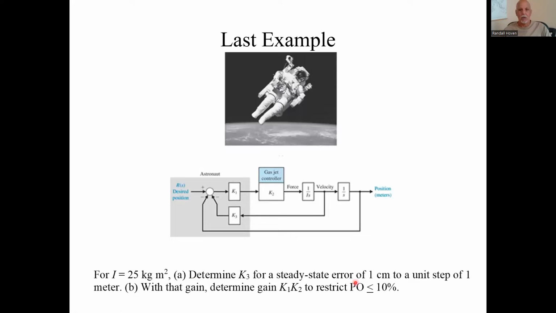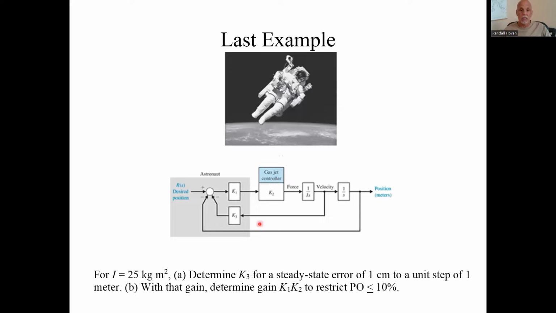Part A is to determine K3 to keep the steady state error at 1 centimeter for a unit step of 1 meter, meaning we need a 1% steady state error. And then part B, with that gain, determine the other parameters so that you get a peak overshoot less than 10%. Notice that feedback-wise, from the output back to the input, that's unity gain. This is a unity feedback system.